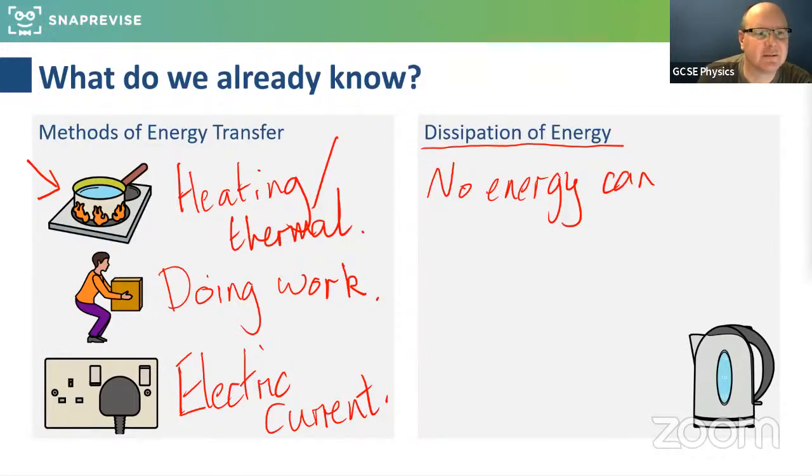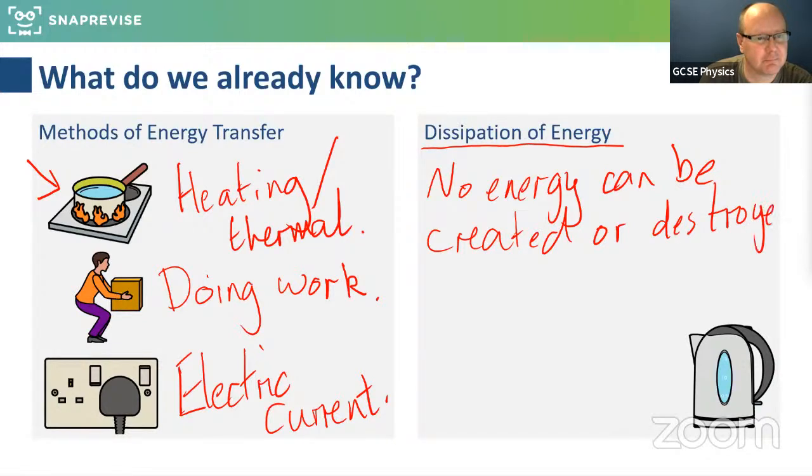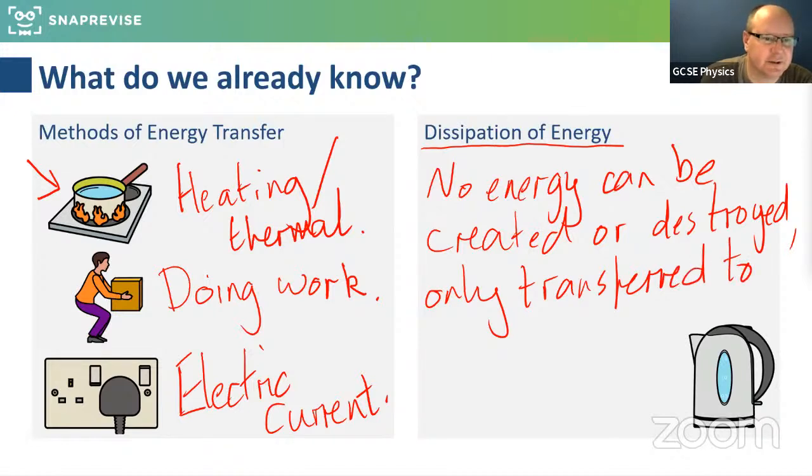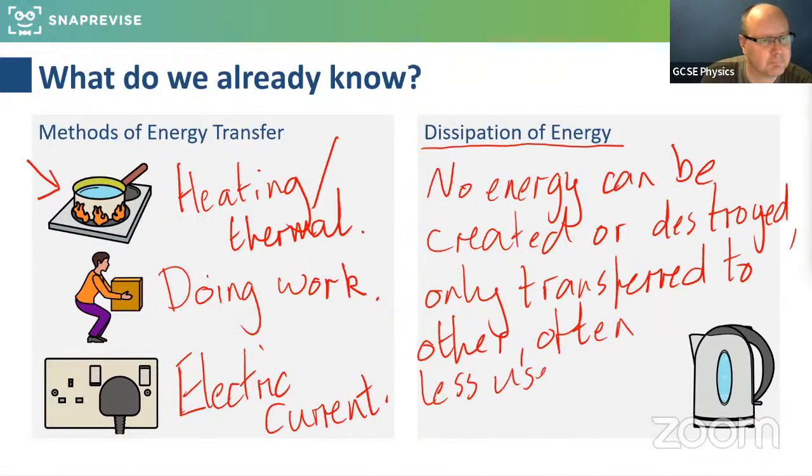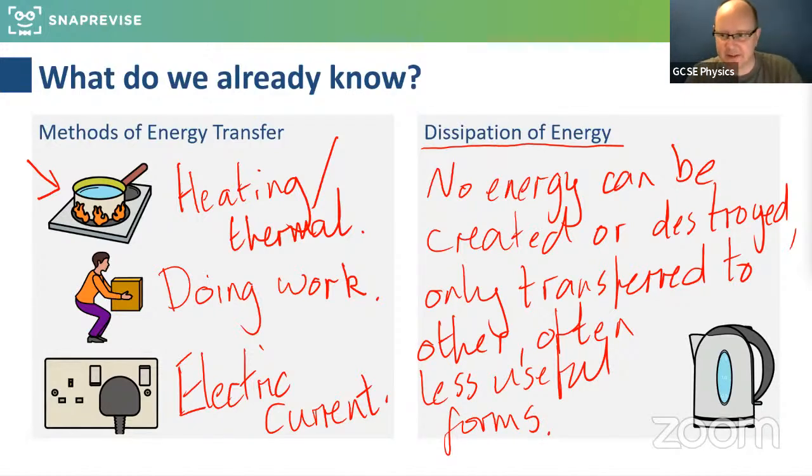to create. So no energy can be created or destroyed. It can only be transferred to other forms, often less useful. And so we call that transference of energy to less useful forms the dissipation of energy.